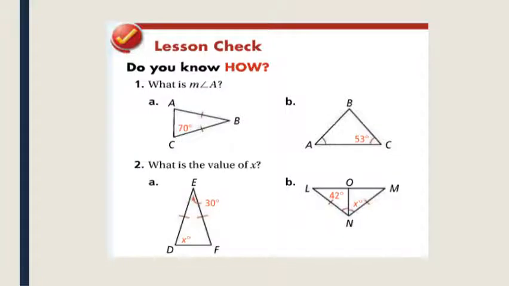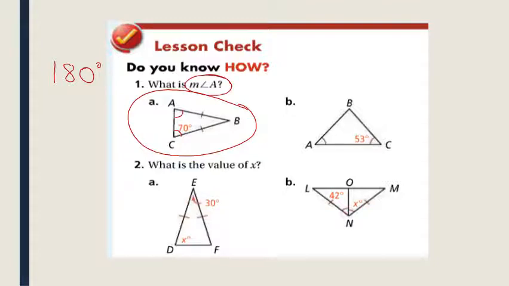Let's look at how we can find missing angle measures. Now, things to remember: the interior angles of a triangle should add to 180 degrees. So we know that, and so we have some limits with what we're working with here. For part A, this is an isosceles triangle, which means the base angles are congruent. So if I'm asking you what the measure of angle A is, well, the measure of angle A is congruent to the measure of angle C. So the measure of angle A is 70 degrees.